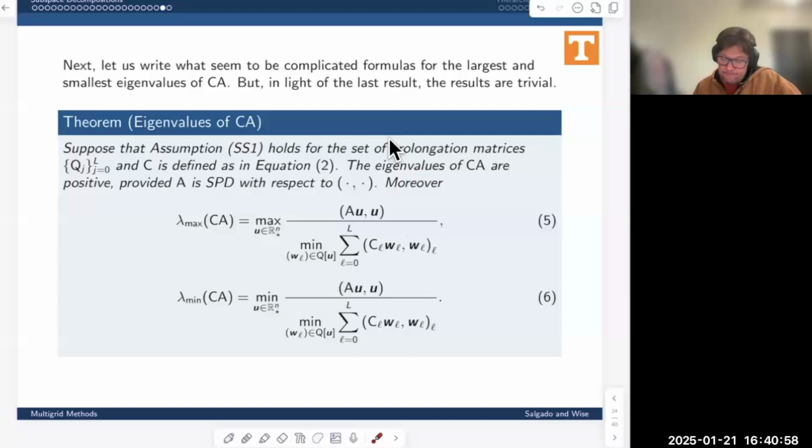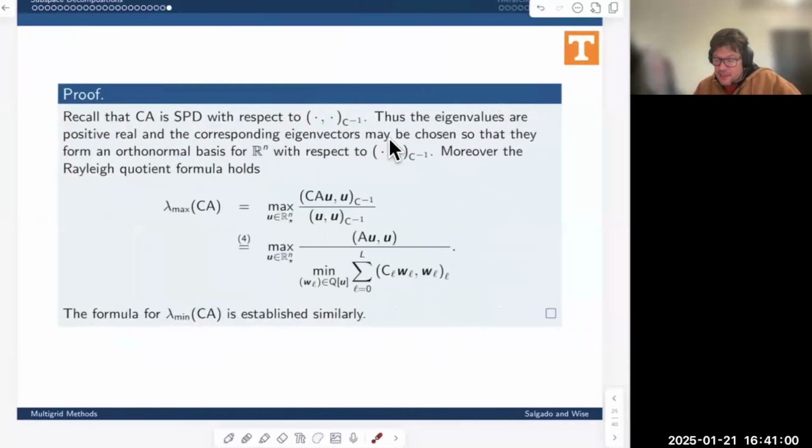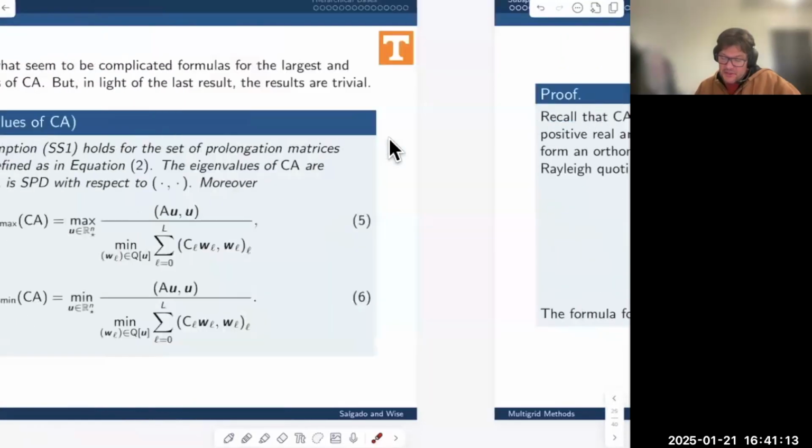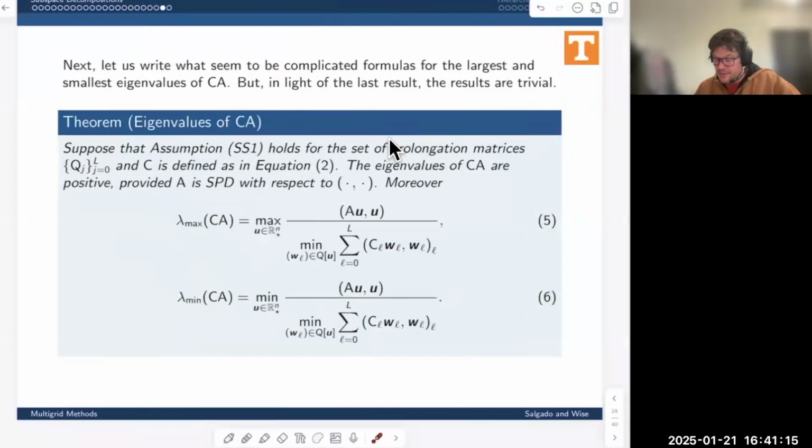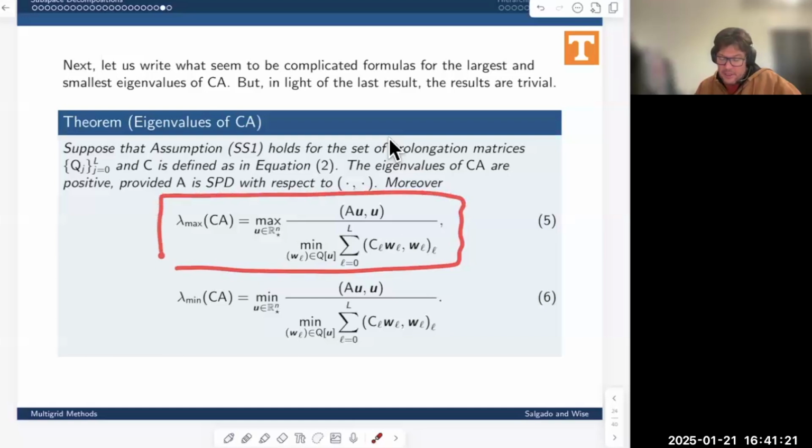Now, the proof again is a two-liner because if you believe the last lemma, whose proof we skipped, and if you believe the Rayleigh quotient, then it's just a simple replacement. So the proof is actually rather trivial. I want to remind you that when we use this again from time to time, its form is quite ugly and it doesn't look like it's helpful in any way, shape, or form, but it actually turns out to be.